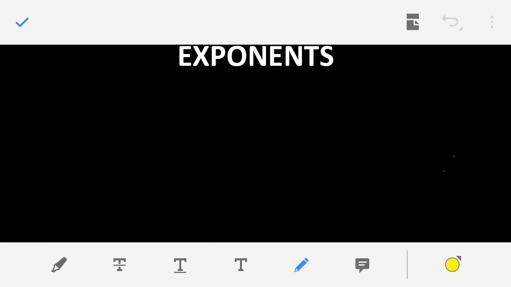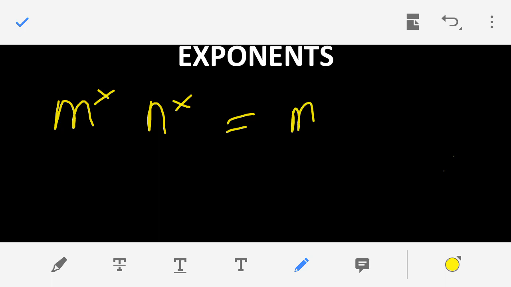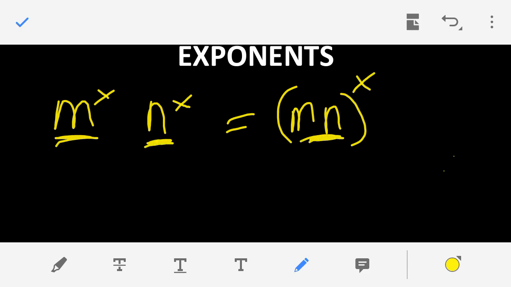So for the next rule, if you have a different base, let's say m and n, but they are raised to the same exponent, let's say x, then the answer here should be m times n raised to the power of x. What you do is these two bases here, you multiply them to each other, and the answer to that you will raise to the exponent that they have in common.